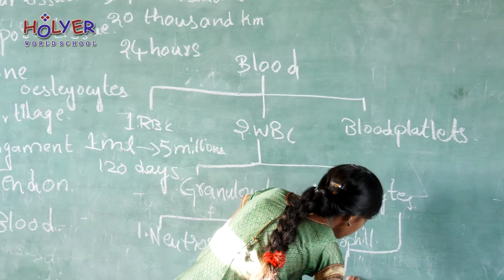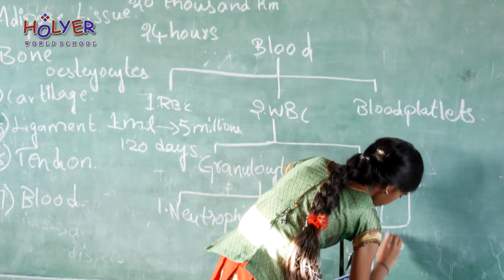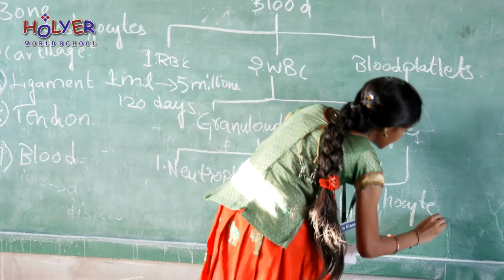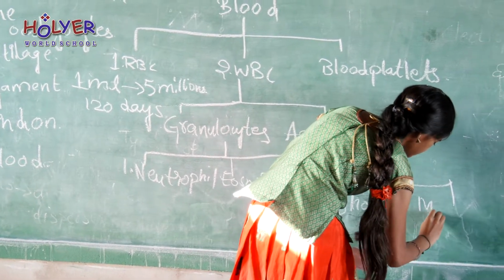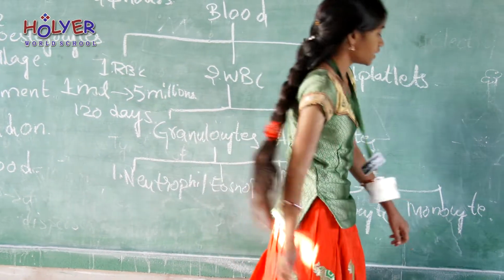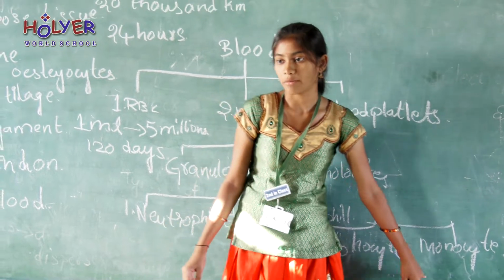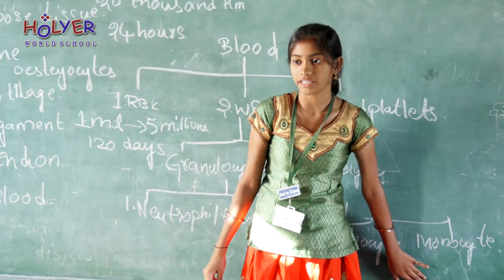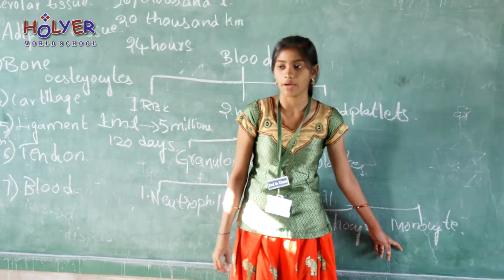Lymphocyte is the first one, and the second one is monocyte. Here, monocytes move like an amoeba and fight against foreign material, and hence they are known as scavengers.